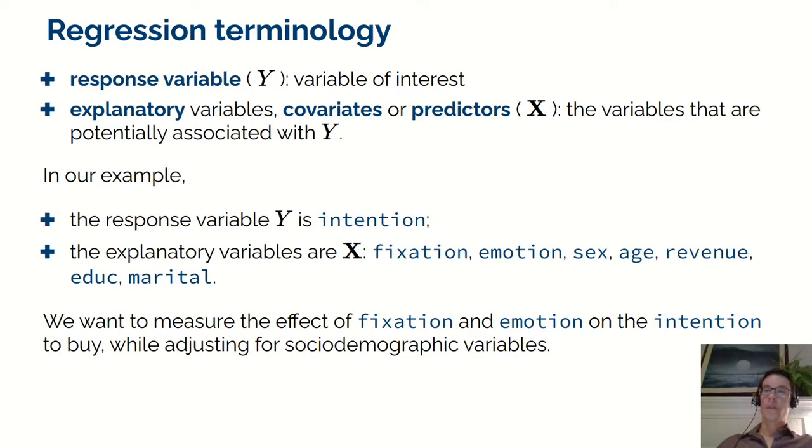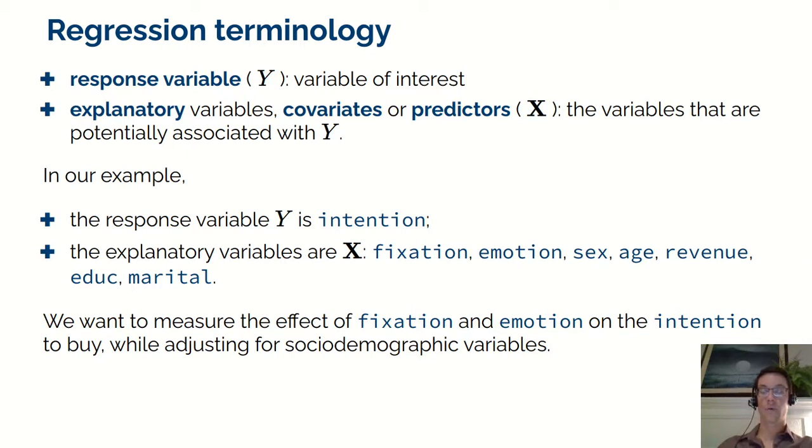One thing that's important to master for the continuation of the course is the terminology. Here the response variable is what we're interested in modeling, and in this case it's going to be intention to buy, whereas explanatories, sometimes also called covariates, and in machine learning predictors, are the variables we want to try to explain why with. So here it's not complicated. If intention to buy is the response, everything else are explanatories, including some variables that act as control.